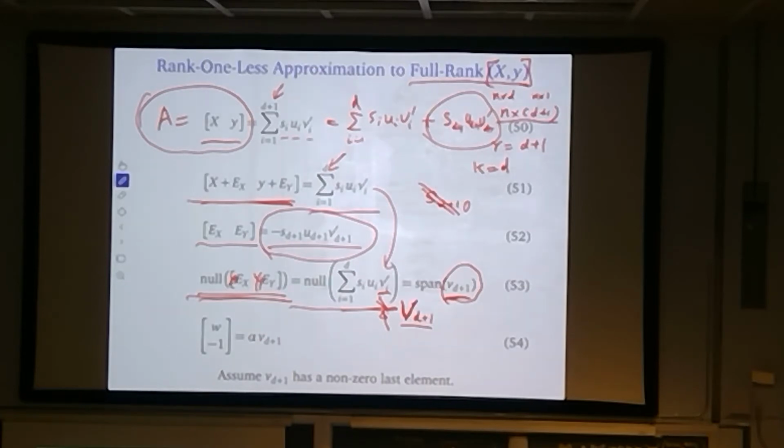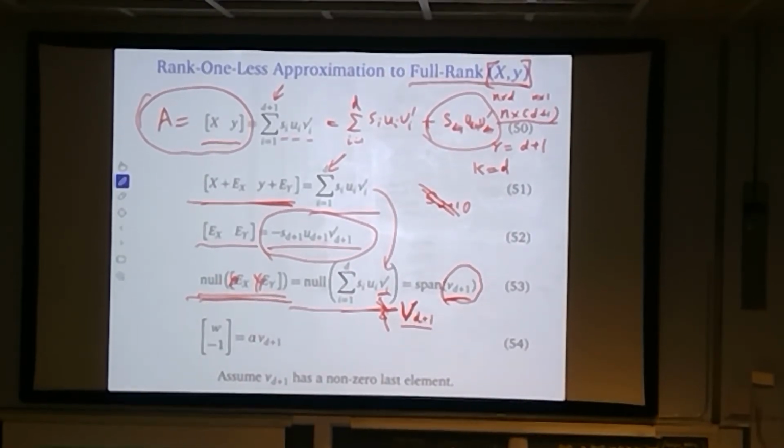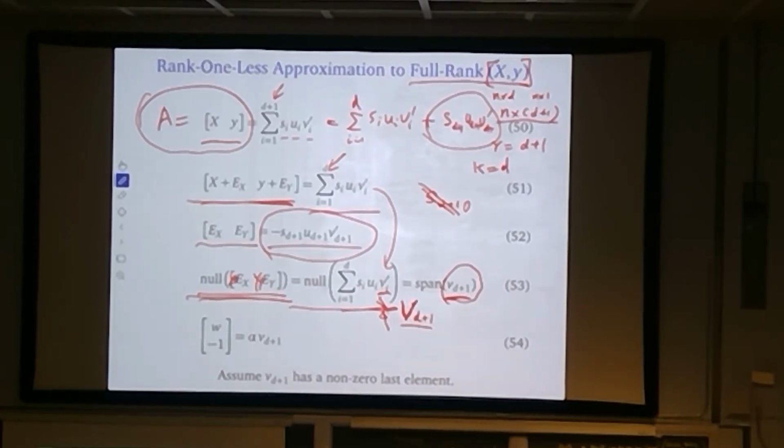Okay? Basically, you have a bunch of v1 to vD, and v_{D+1} is the null space of the previous D-dimensional subspace. And then, since we are looking for this, this lies in the null space of this one, and this is only one vector, we know that this has to be a scaled version of that. Now, again, this is only possible if the last element of this is non-zero. Okay? It requires that.